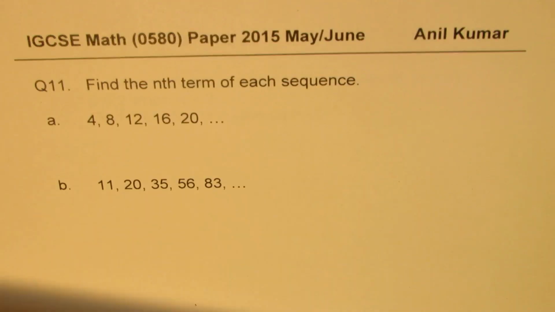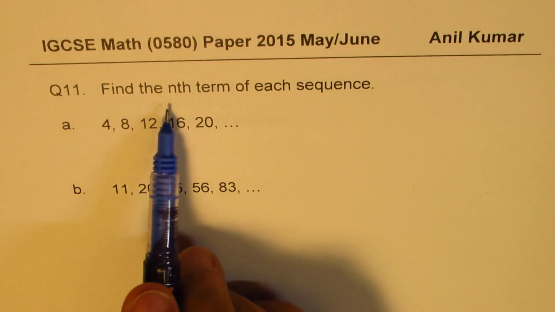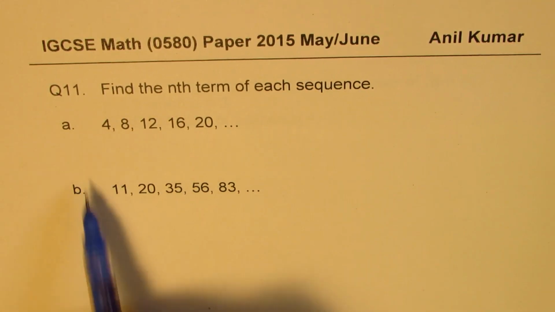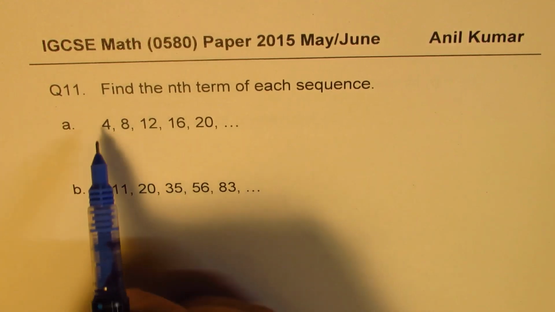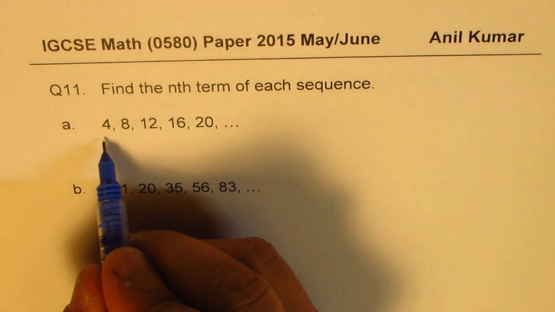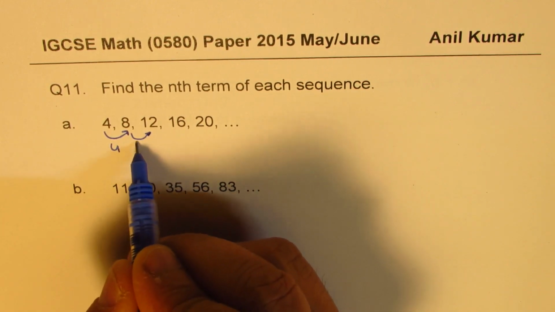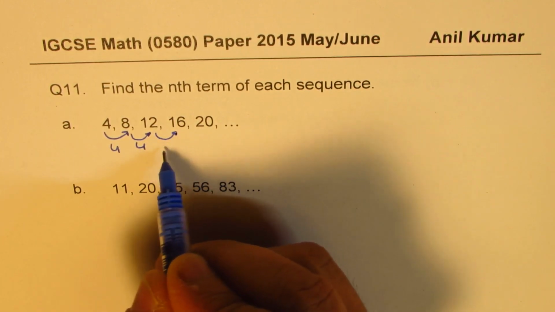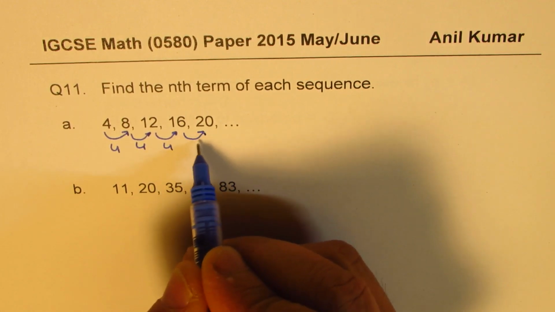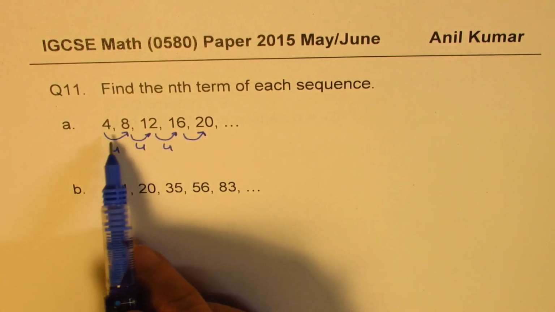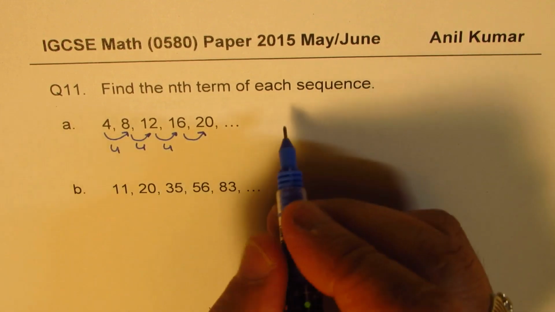Okay, let's take question number 11 now. So it is based on sequences and series. Find the nth term of each sequence. Two sequences are given to us, 4, 8, 12, 16, 20. As you can see, it is going up by 4, right? So you could treat this as arithmetic progression. You could do that. So 4 times 1, 4 times 2, 4 times 3.